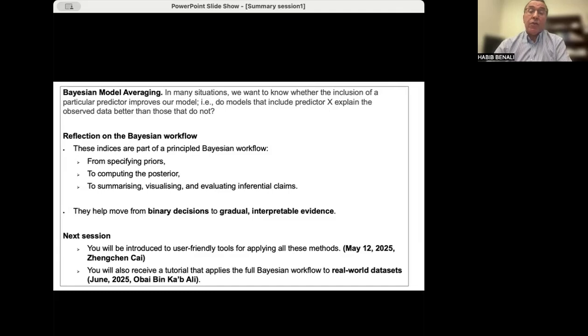In the next session, you will be introduced to user-friendly tools for applying all these methods.